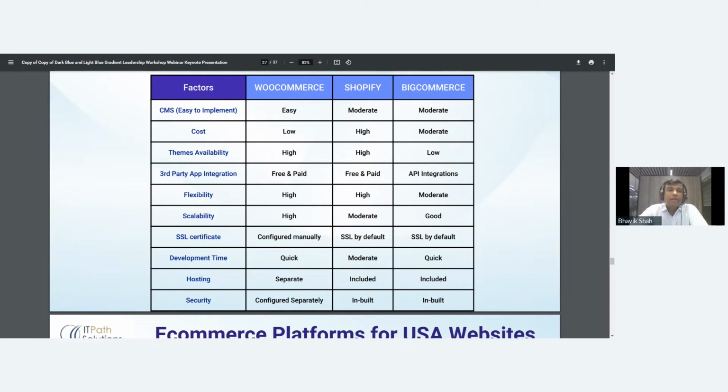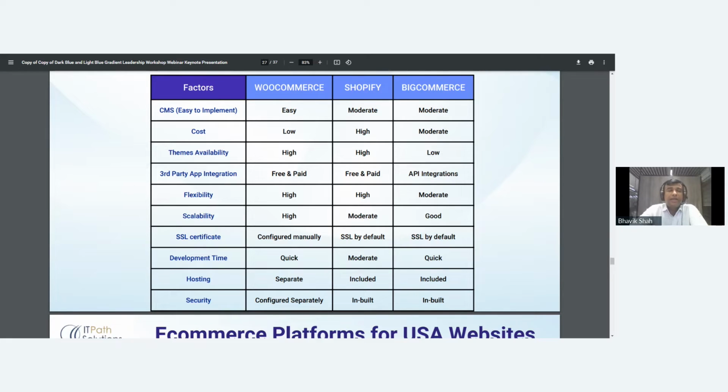Themes availability. This factor means the amount of themes available, which decides the look and feel of your e-commerce platform. With WooCommerce, there are many themes available, so you can choose and pick the one that suits your requirement, your e-commerce platform, which represents your brand and identity. With Shopify also, there are many themes available, but with BigCommerce, you will find comparatively fewer themes. Third-party app integration. With WooCommerce, we have both options, free as well as paid. With Shopify, again, we have free as well as paid. And with BigCommerce, it's via API integrations.